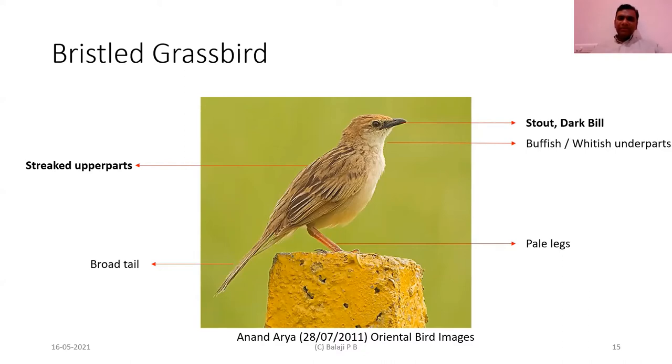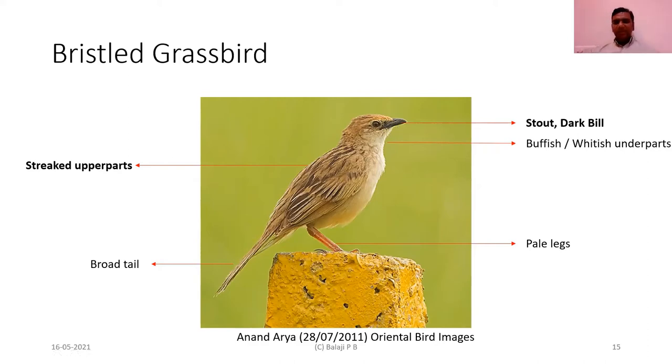So it has a very stout dark bill, and the main thing is that it has streaked upper parts. If you look at it, on the back there is a lot of streaking, and it has quite a broad tail. It has pale legs and buffish or whitish underparts. And the supercilium, it can sometimes show one, but it's not very distinct.